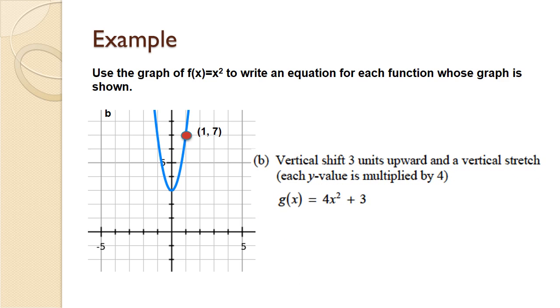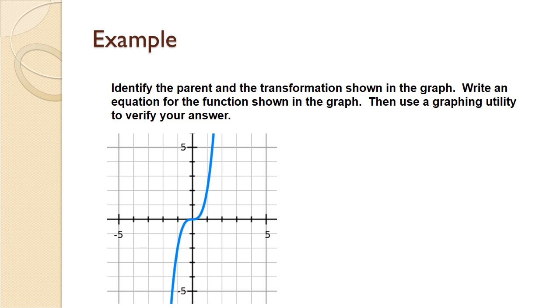Okay, when you do that, you find that the missing number is 4. Everything's being multiplied by 4. So g of x is 4x squared plus 3. Now we're going to identify the parent function and the transformation and write an equation. And you're going to verify it using your calculator. Pause the recording, give it a try, and resume the recording to check your answer.